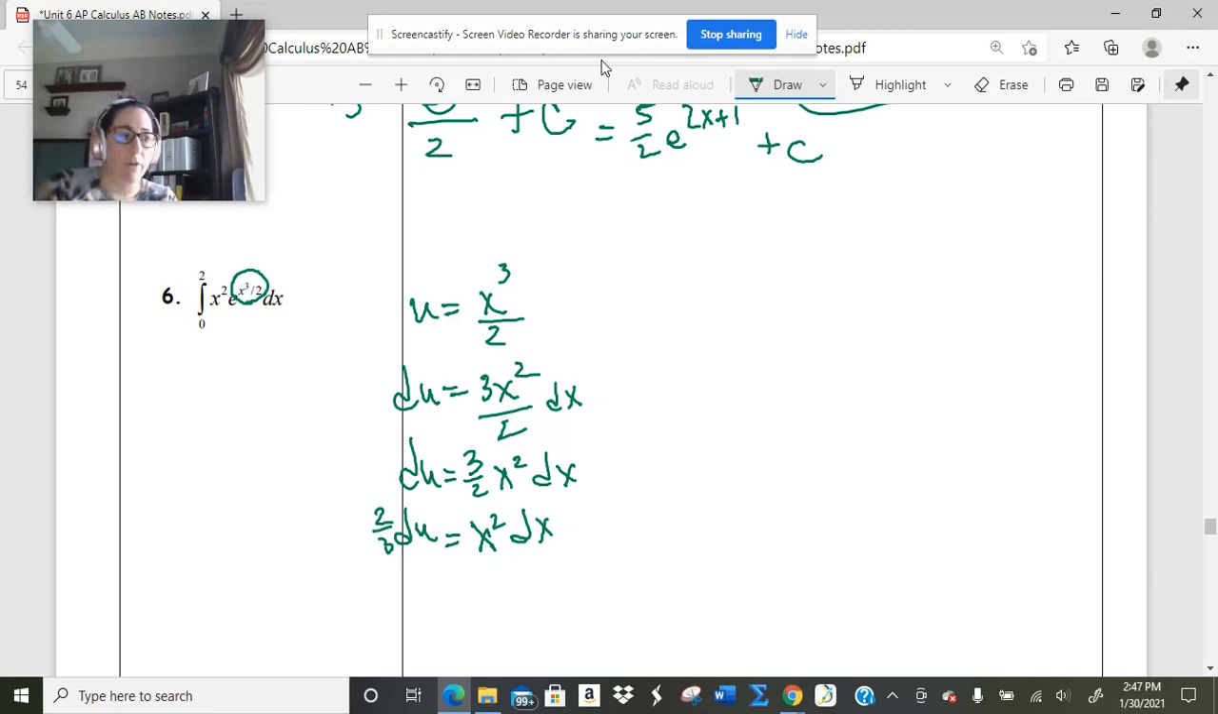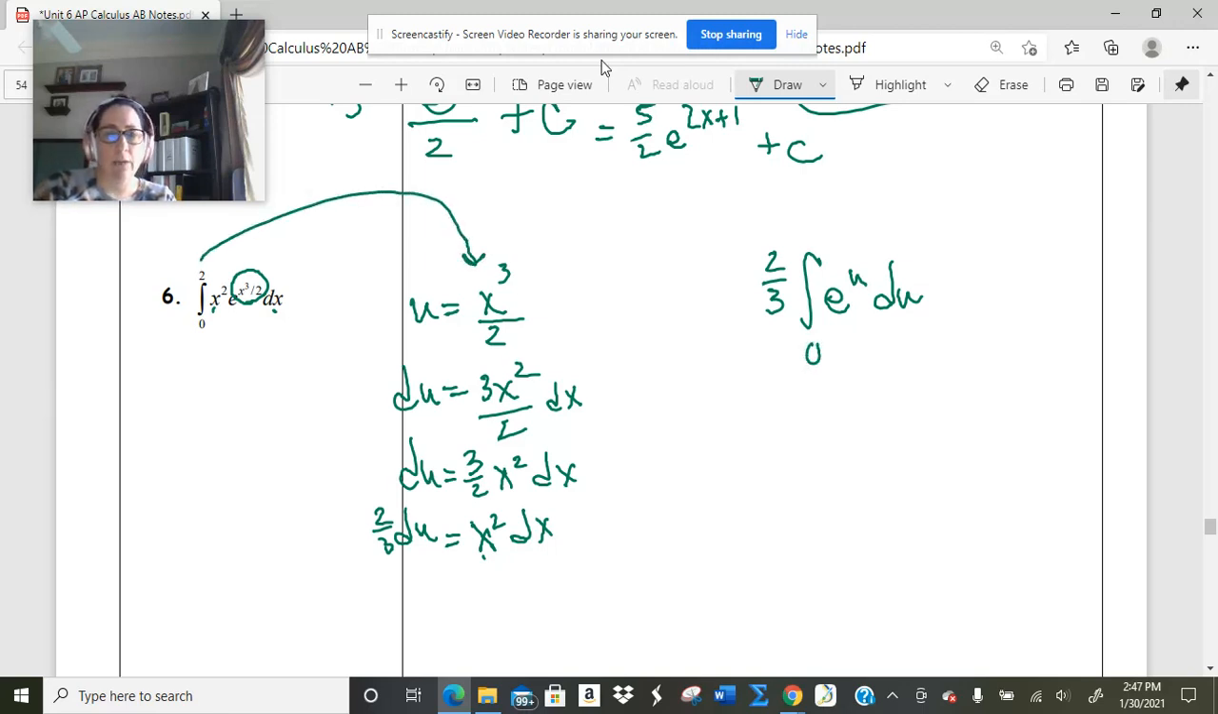Okay, so first I find my u, take my du, and then see what I need to get it to match. So I needed to get it to match an x squared dx. So I'm going to go ahead and get that 2/3 e to the u du. I need to change my bounds since those are x bounds. So I plug my x bounds in. I get out 0 and 8/2, which is 4.